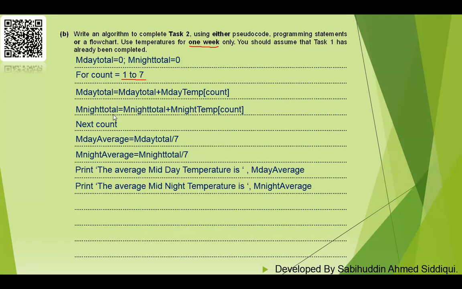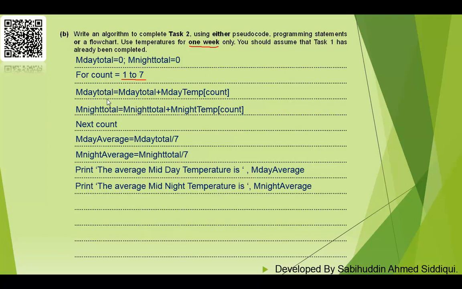And now next is the midnight total. Again the same totaling structure: midnight total equals midnight total plus midnight TEMP count. So the midnight temperature array, which has stored 1 week of temperatures, you are now moving through with the help of count. The count will locate all 7 locations in the array, and you are ending the counter over here with the help of next count. That means it will keep on continuing until all the totals are done.